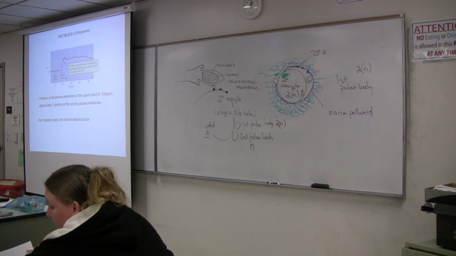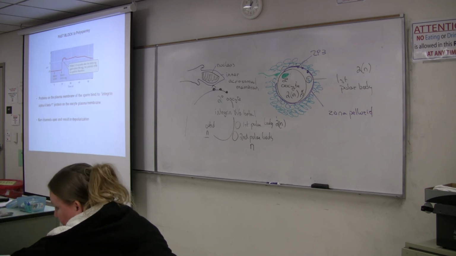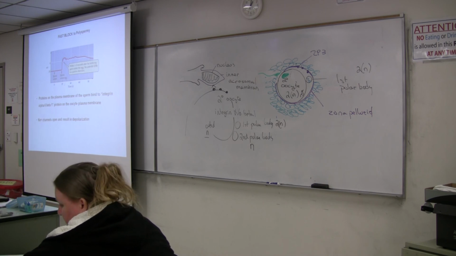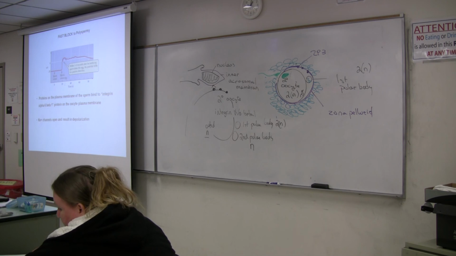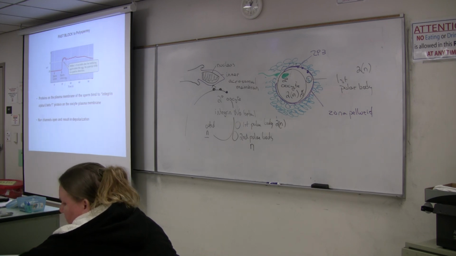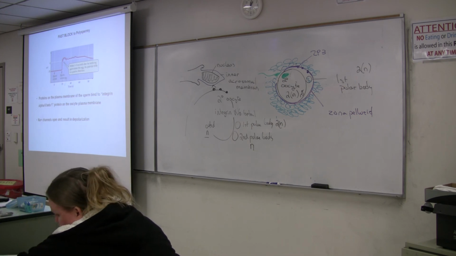Talking about blocks to polyspermy, because we don't want 3 or 2 sperm. If we had 2 sperm in there, what would be the chromosomal pattern of the new cell? Well, the chromosomal pattern would be 3N. So we'd have the N of the ootid, the N of the first sperm, and the N of the second sperm. So it would be a 3N cell, and that's not viable. Okay, it might divide a couple of times, but it's not going to even implant into the uterus.